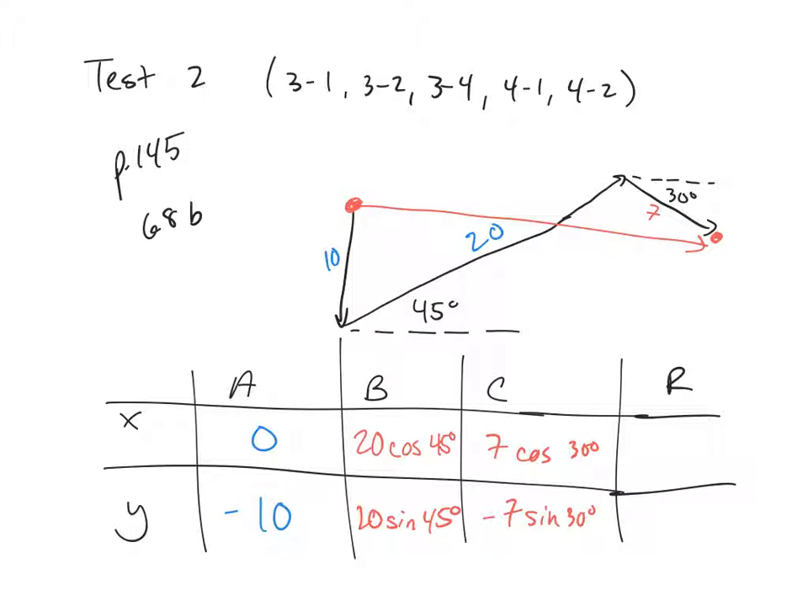Now, what do I get when I sum the x components together? Remember, I'm summing these 3 together to give me whatever comes here. What do I get when I sum them? You got numbers?